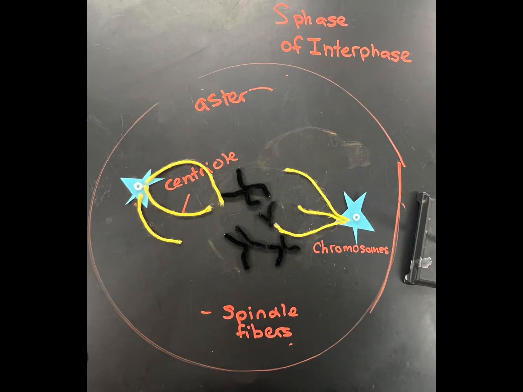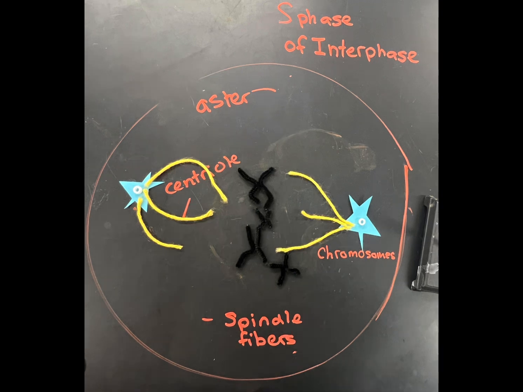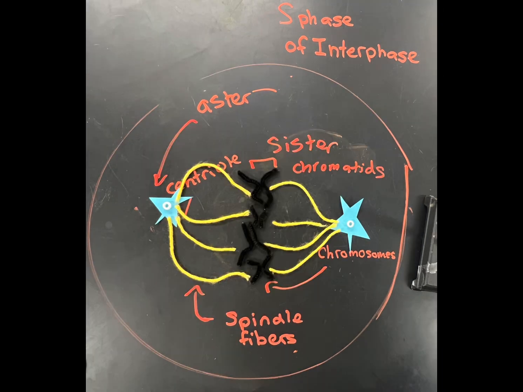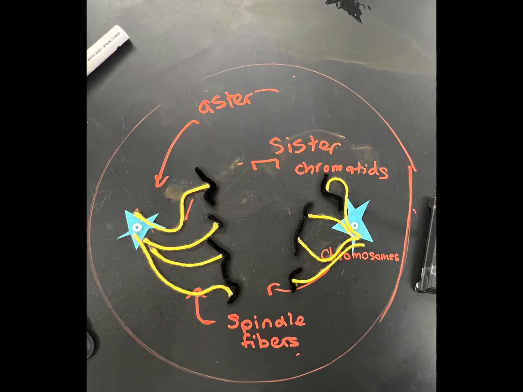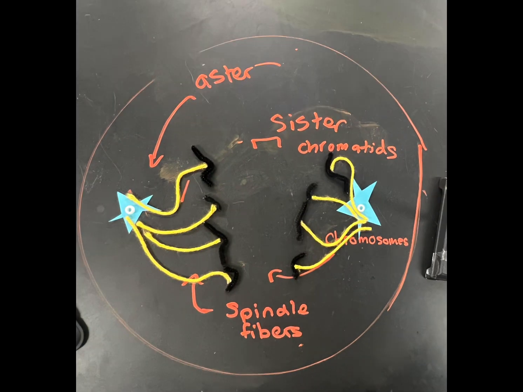The spindle fibers then attach to each chromatid in the pair in order to set up for the next step of mitosis. After metaphase, the next step is anaphase, where the spindle fibers from each chromatid pull the pairs apart to the opposite sides of the cell.